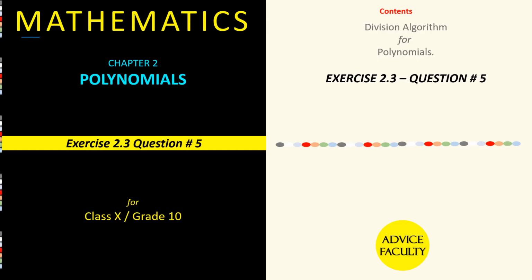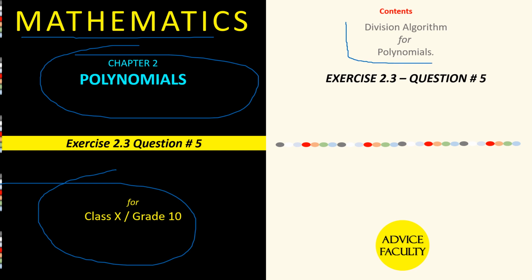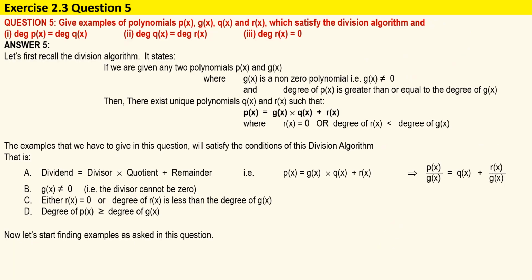Hi, and welcome to this session on Mathematics, Chapter 2 Polynomials for Class 10, Grade 10. We are doing division algorithm for polynomials, exercise 2.3, question number 5. Question number 5 states, give examples of polynomials p(x), g(x), q(x) and r(x) which satisfy the division algorithm, and for part 1, degree of p(x) is equal to degree of q(x), part 2, degree of q(x) is equal to degree of r(x), part 3, degree of r(x) is 0.